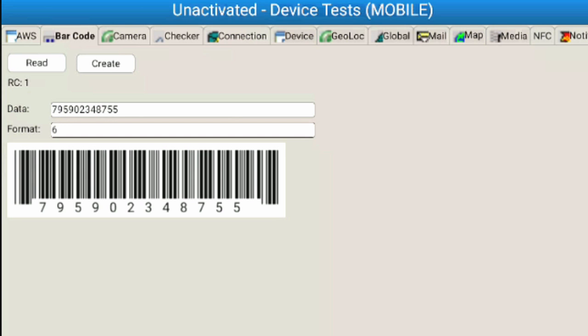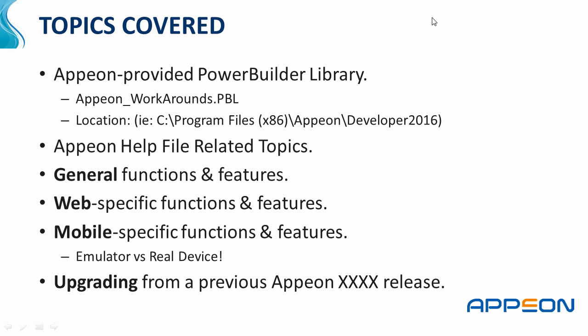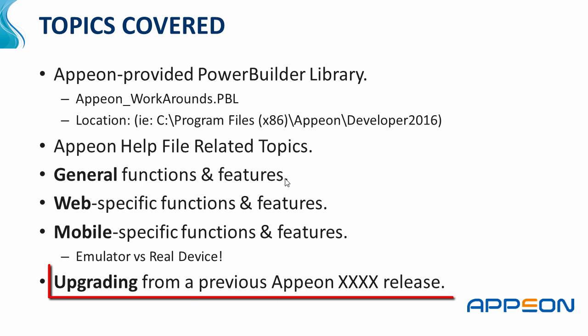So we'll just put that away at the moment, and then we'll just conclude. So we've been able to show you general functions that you can do, web functions, mobile functions. So all sorts of information that you can use to extend your web and mobile environment. What happens now when you get the new version of Appeon 2017 or Appeon 2018? How do you actually upgrade?